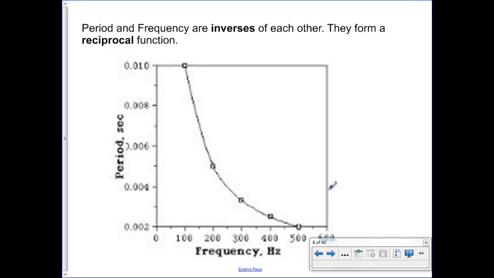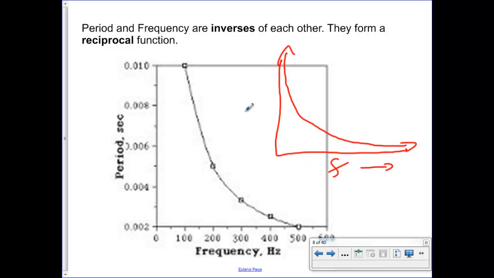Okay. A couple more definitions I need you guys to know here. Period and frequency are inverses of each other, but they form what's called a reciprocal relationship. And so a reciprocal relationship means that the graph looks like this. Okay. Inverse is a tricky word though, because you weren't fully wrong on that. Inverse in math means we flip x and y around. But in physics we should really use the term reciprocal, meaning that it's like one over another one. So as the frequency goes up, the period should go down.